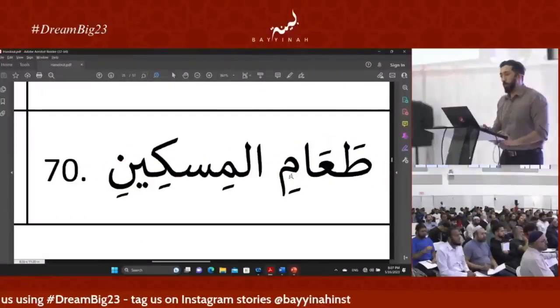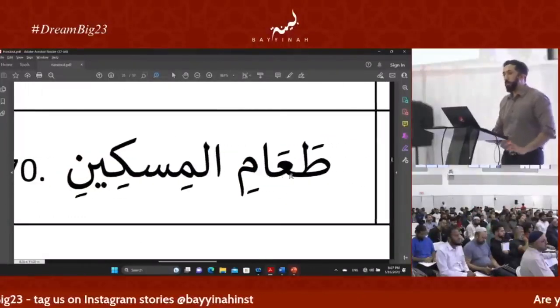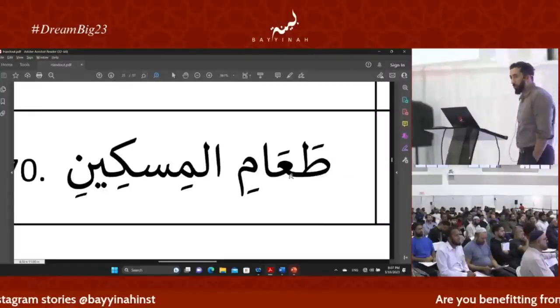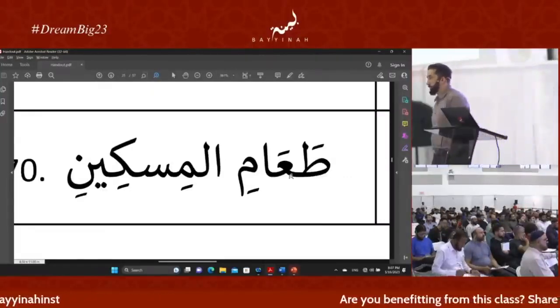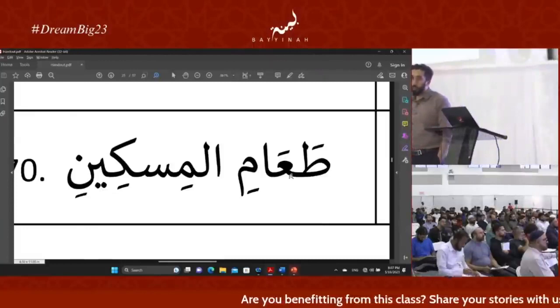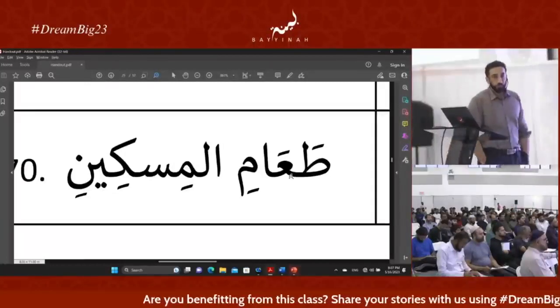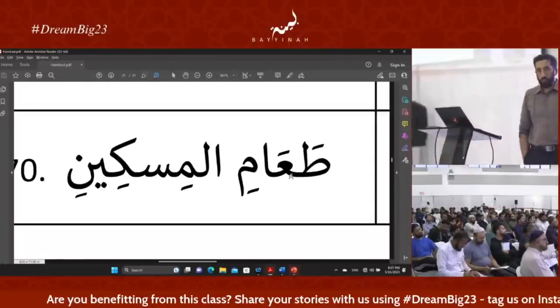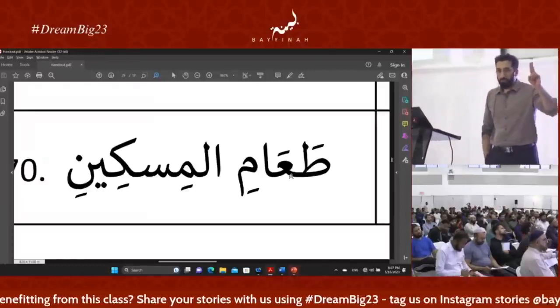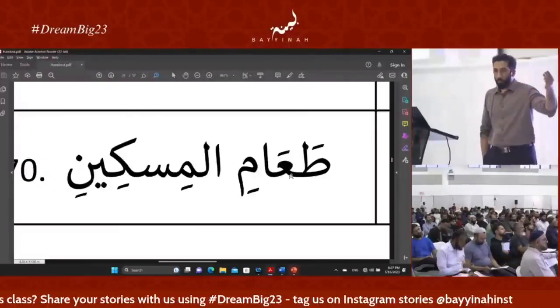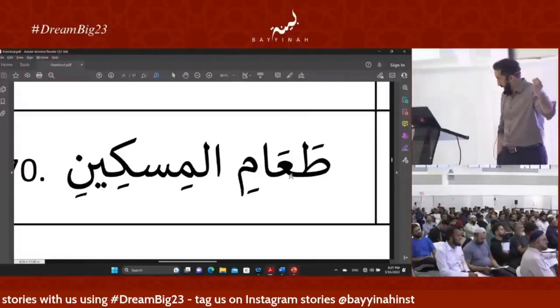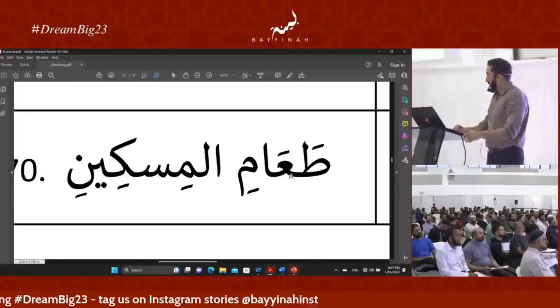ولا يحض على طعام المسكين. طعام المسكين. I have different votes. Is it light? Does it have al? Is the next word jar? It is? Ini? Yeah, that's a mudaf ilayh.